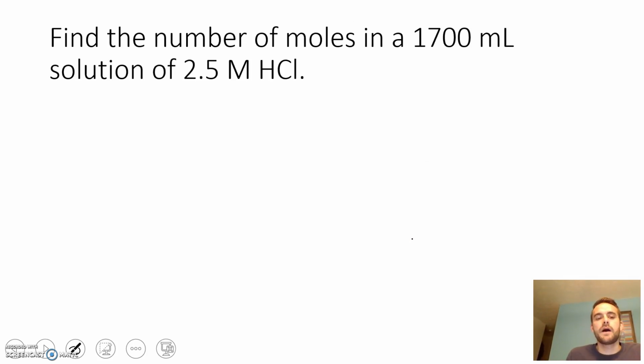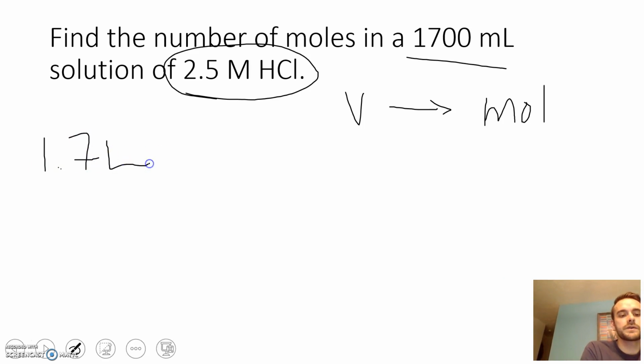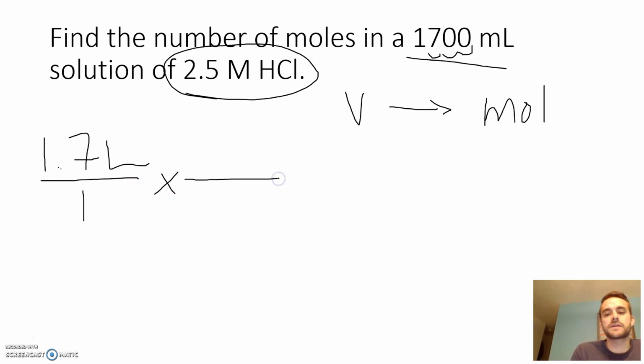Okay, next. Now instead of making the concentration, you're going to actually use the concentration as a conversion factor to convert between volume and moles. Okay, so we're going from volume to moles. So I'm going to first change my volume to liters. The nice thing about milliliters, you can just move the decimal point over 3 times. That's the same as dividing by 1,000. And I'll put 1.7 liters over 1, and I'm going to multiply by this conversion factor.